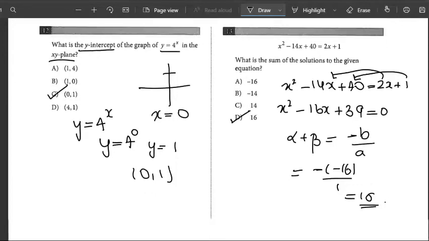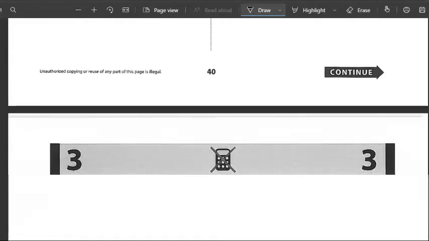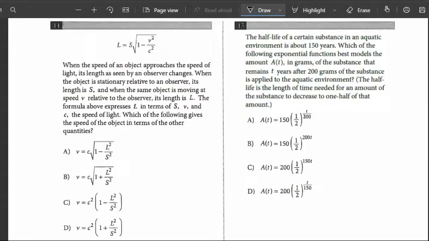So the 14th question. When the speed of an object approaches the speed of light, its length changes. Its length is s when at rest, moving at speed v, its length is l. Okay, the formula above expresses l in terms of s, v, and c, which is the speed of light. Which of the following gives the speed of the object? The speed of the object is v, in terms of the other quantities, okay.